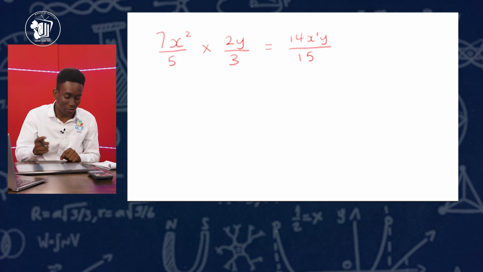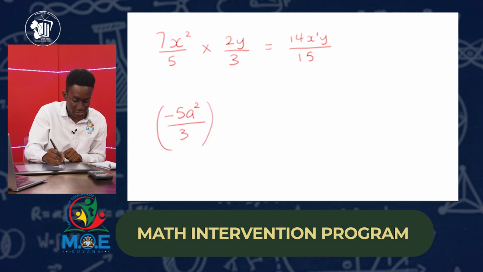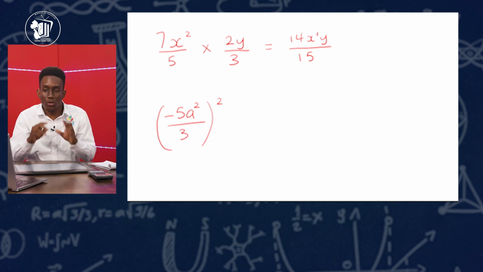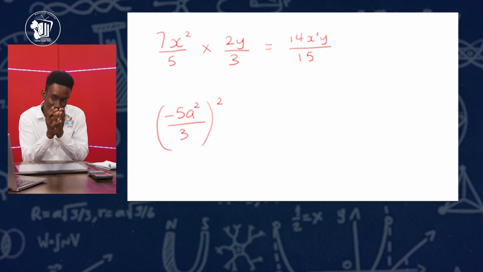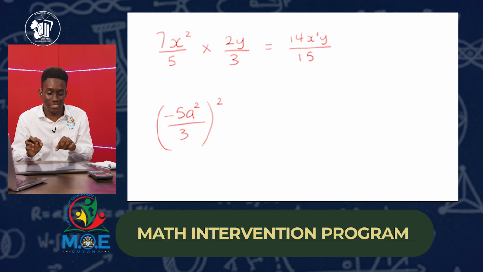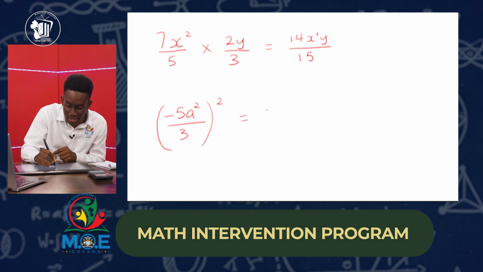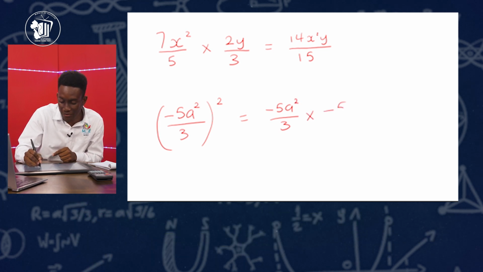So let's do another one for multiplication. Let's say we had negative 5a squared all over 3, and all of this is raised to the second power. So we know when something is raised to a power, in this case the second power, whatever is being raised to that power will multiply by itself 2 times in this case. So this will be negative 5a squared over 3 multiplied by negative 5a squared over 3.